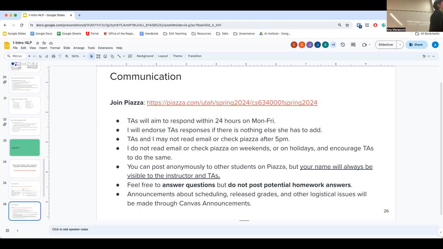And I personally won't check anything after 5 p.m. I won't work on the weekends or holidays. I also encourage the TAs to do the same. So have that in mind, that if you need something over the weekends or holidays, that likely you will not get an answer. You can post anonymously to other students in class, but not to me or the TAs.